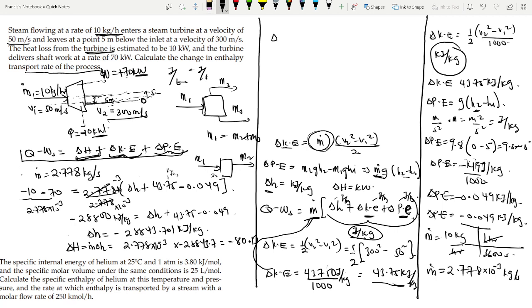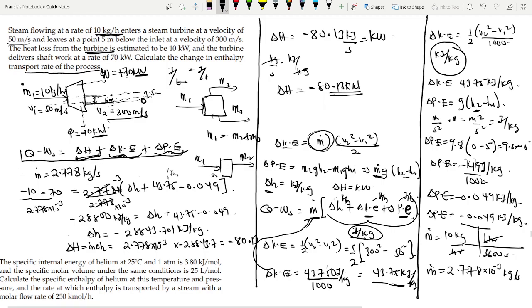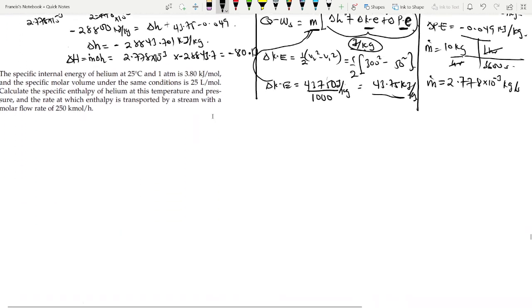So now our change in enthalpy becomes negative 80.13. So what will be the unit of this? The unit of this will be kilojoules per second, and that is our kilowatt, right? Because our mass flow rate is in kilogram per second, and our enthalpy was in kilojoules per kilogram. So this cancels this. I left it kilojoule per second, which is kilowatt. So therefore, our change in enthalpy becomes negative 80.13 kilowatts. So let's move on to the next question.